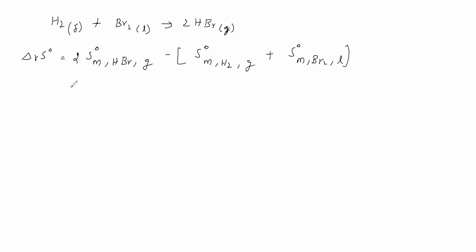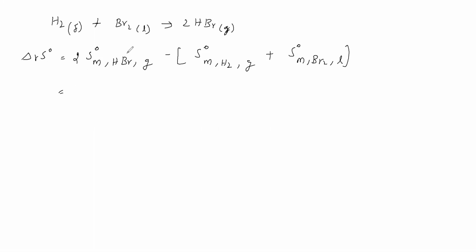Is delta S naught positive or negative or 0? Here products are 2 moles, reactants also 2 moles. Products 2 moles present, reactants also 2 moles present. Therefore, delta S naught, what shall we expect? Shall we expect 0? We will check.